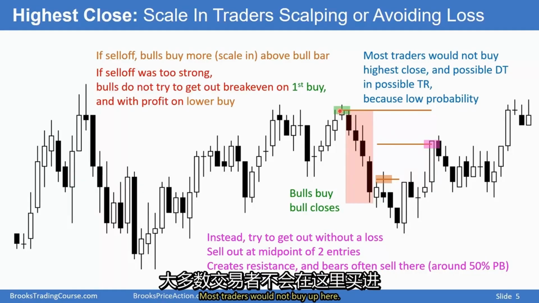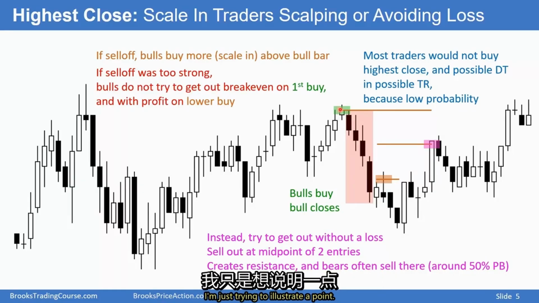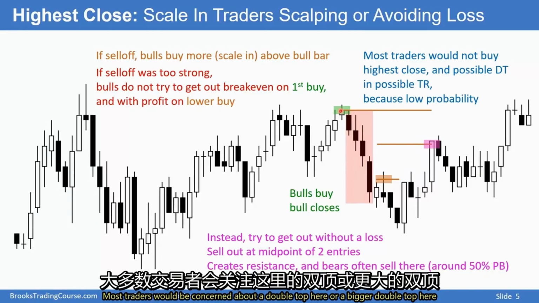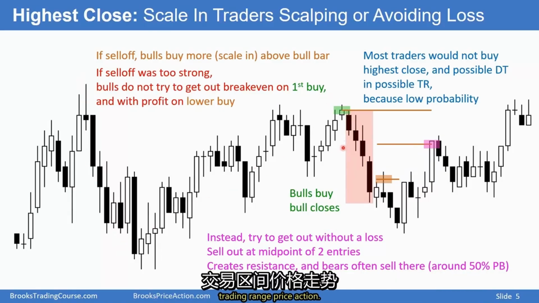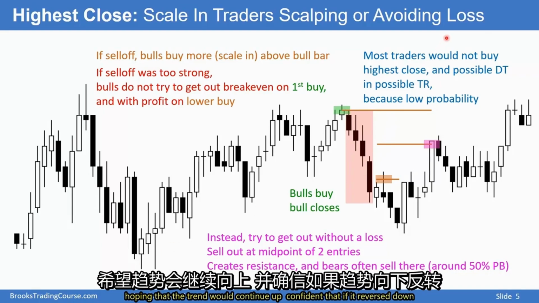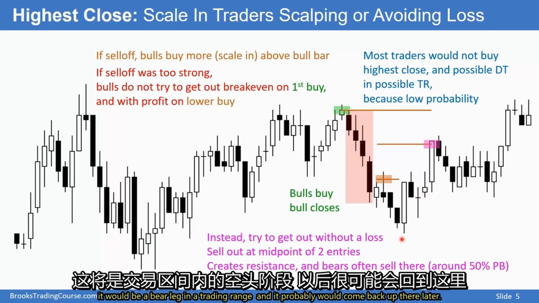Most traders would not buy up here. I'm just trying to illustrate a point. There are some that would buy closes, hoping for a continued bull trend. Most traders would be concerned about a double top here or a bigger double top here, trading range price action. However, some would buy here, use a wide stop, hoping that the trend would continue up, confident that if it reversed down, it would be a bear leg in a trading range, and it probably would come back up there later.